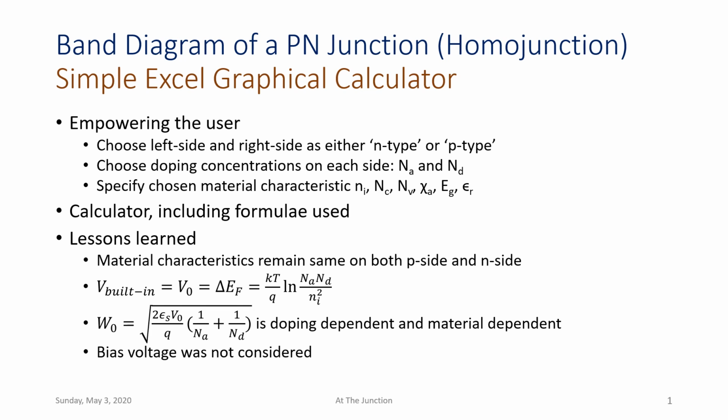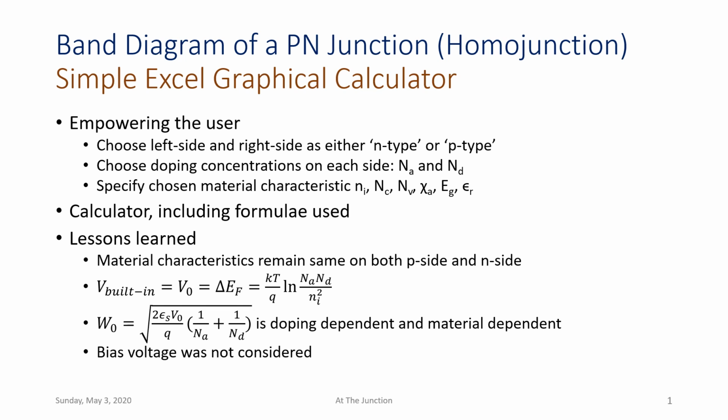And the width of the depletion region at equilibrium because of the built-in potential V naught is given by the expression of W naught. And this is doping dependent. So you see within the expression N sub A and N sub D, and obviously you see V naught. But it's also material dependent because you see the permittivity of the semiconductor within that expression.